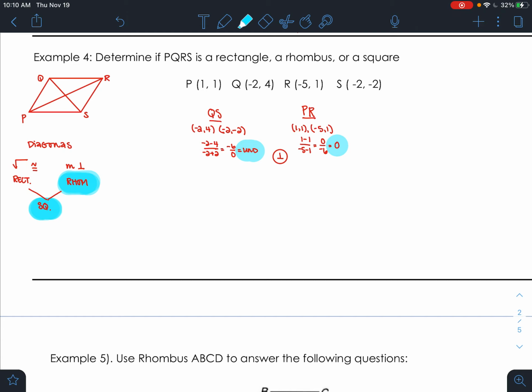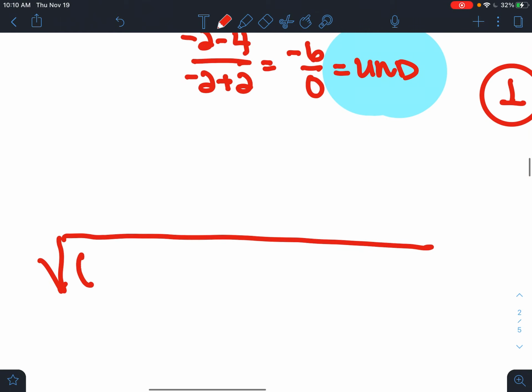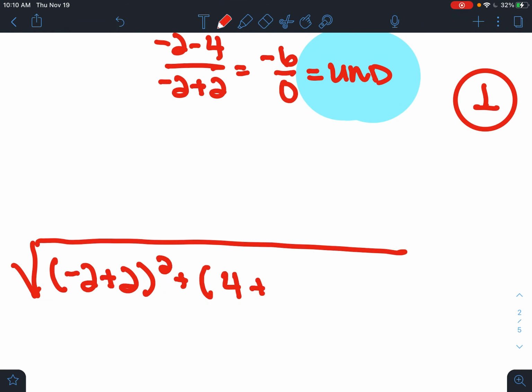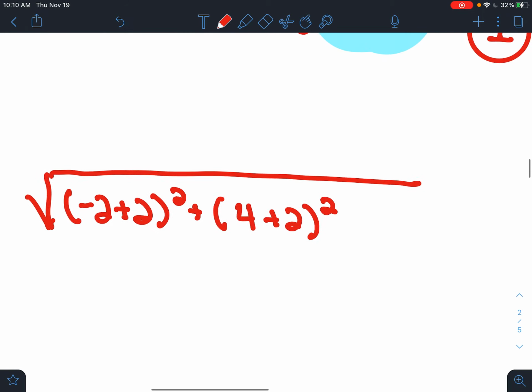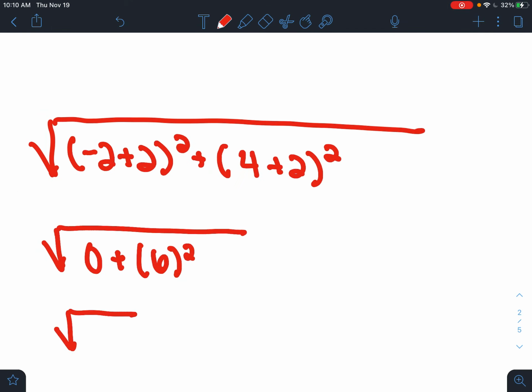So what I have to do now is find the distance of those same diagonals, because if they're congruent, then it's going to be a square, but if they're not congruent, then it's going to be a rhombus. So now I'm going to find the distance of QS. I'm going to do -2 plus 2 squared plus 4 plus 2 squared, and I'm going to get 0 plus 6 squared, which gives me the square root of 36, which equals 6.